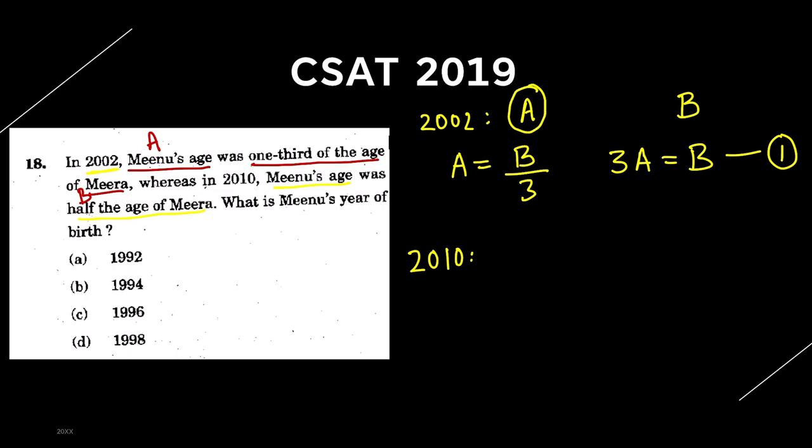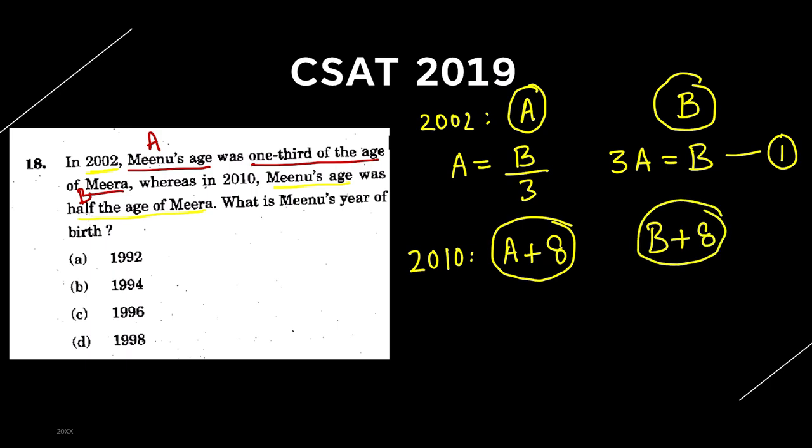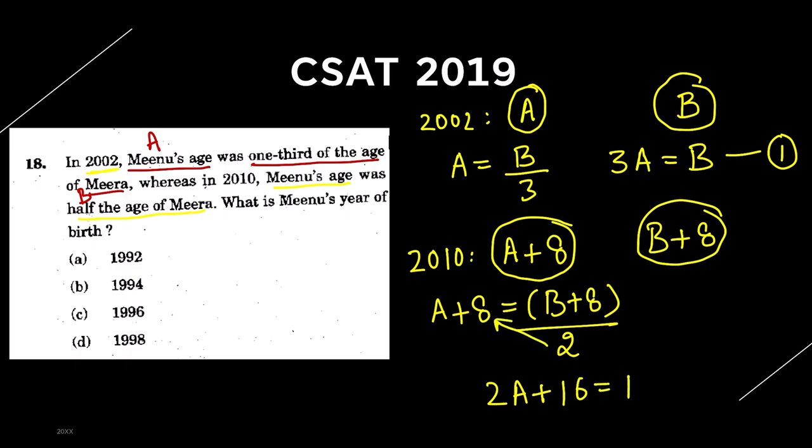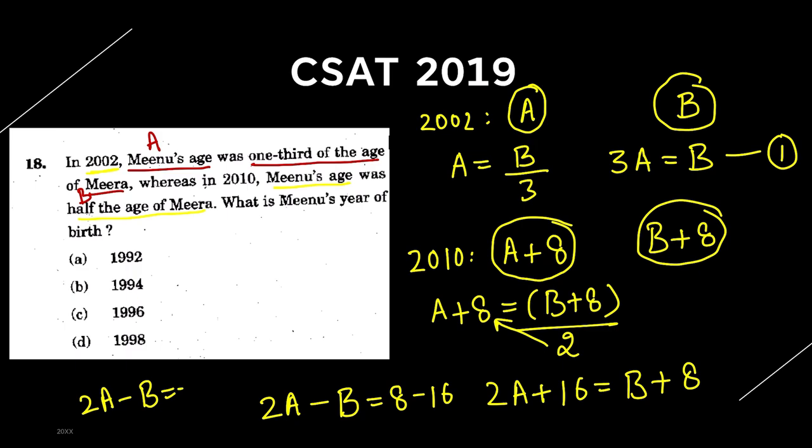So, if Meenu's age was A at that time, now it is A plus 8, as 8 years have passed. And Meera's age was B, now it is B plus 8. Now, they say that Meenu's age, A plus 8, is half of Meera's age, means half of B plus 8. If you simplify it, it will be 2A plus 16 is equal to B plus 8. Taking all the variables on one side, 2A minus B is equal to 8 minus 16, or 2A minus B is equal to minus 8. This is equation number 2. Right, 2A minus B is minus 8.